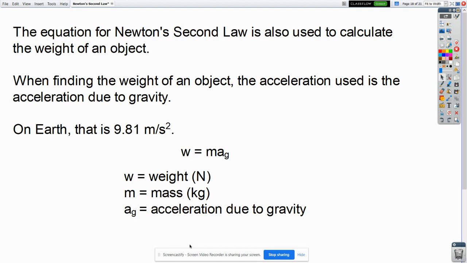But really, nobody talks about their weight as a negative number. So if you want to go into this with positive 9.81 meters per second squared and not worry about the direction, that is perfectly acceptable in this case. W is weight, and takes the place of force. Again, it's measured in newtons, just like any other force is. M is mass. Because we're dealing with newtons, again, it has to be kilograms. And AG is acceleration due to gravity, and it is 9.81 meters per second squared.